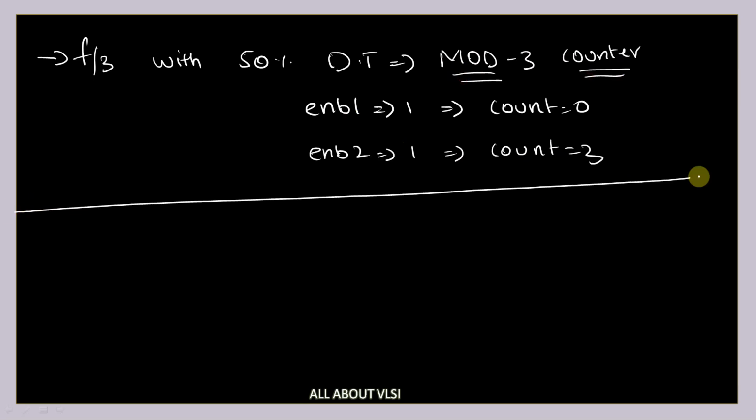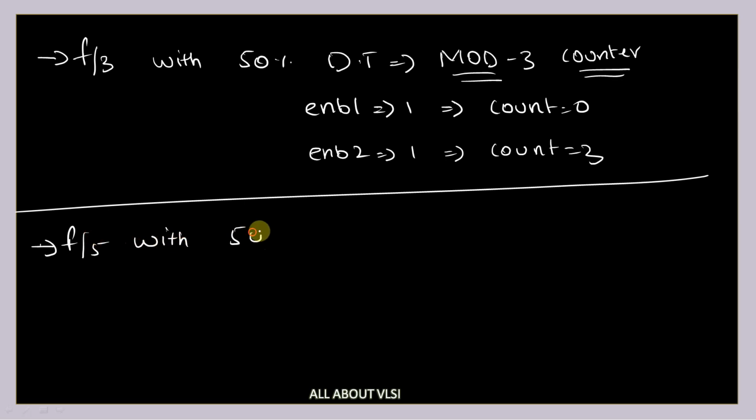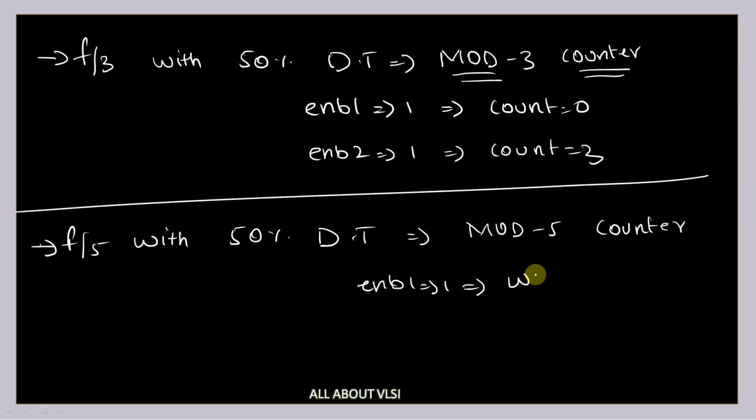Okay. And coming to F by 5 with 50% duty cycle, I am going to consider a mod 5 counter where enable 1 signal will be 1 when my count is equal to 0, and enable 2 signal will be 1 when my count is equal to 3.